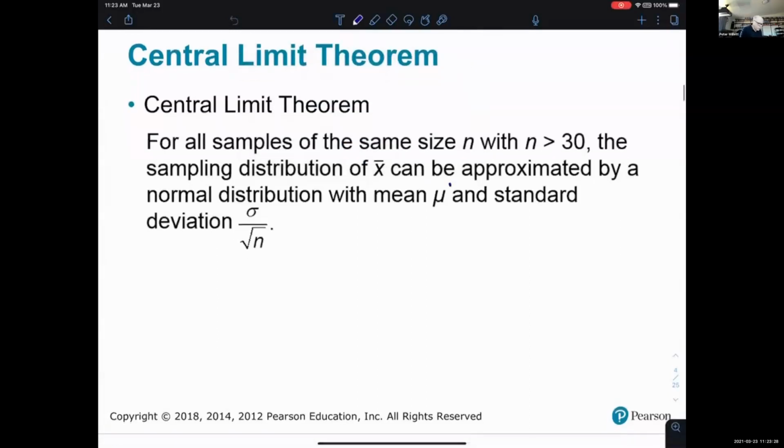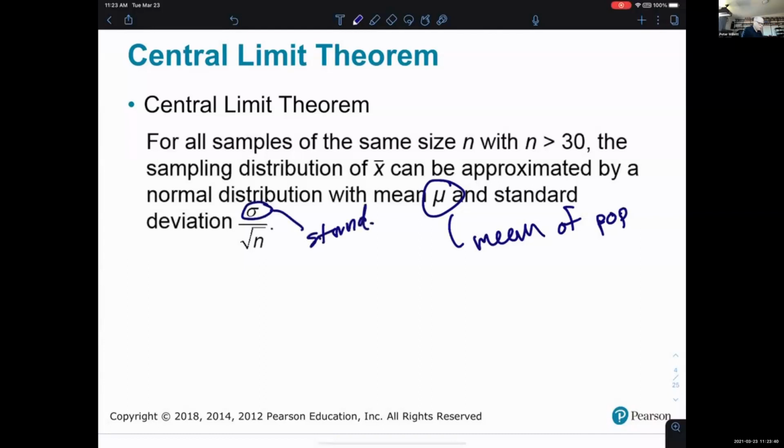So this is the mean of the population. This is the standard deviation of the population. So what the central limit theorem is doing is it's connecting or relating the mean and the standard deviation of the distribution of sample means to the mean and the standard deviation of the population values themselves.